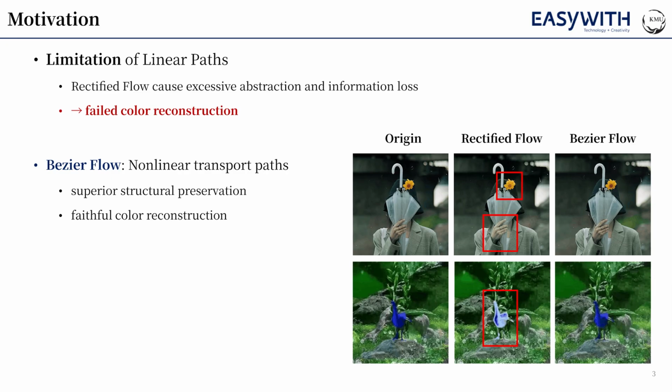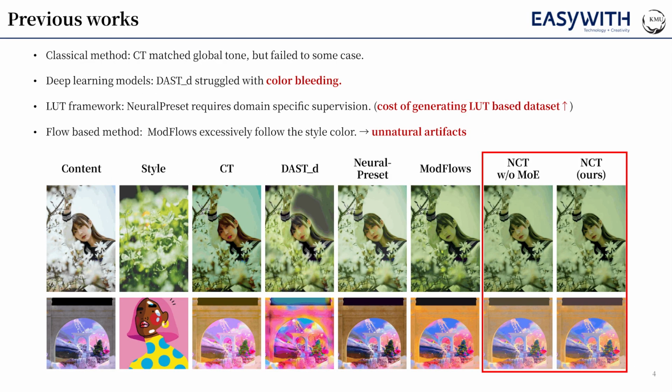Rectified flow fails to accurately reconstruct colors in flowers, skin tones, and 3D rendered objects because it restricts the source to target transport path to a strictly linear trajectory. We propose Bezier flow, which utilizes curved paths instead of straight lines to flexibly transport color distributions, successfully resolving the reconstruction problem. Let's look at how color transfer technology has evolved.